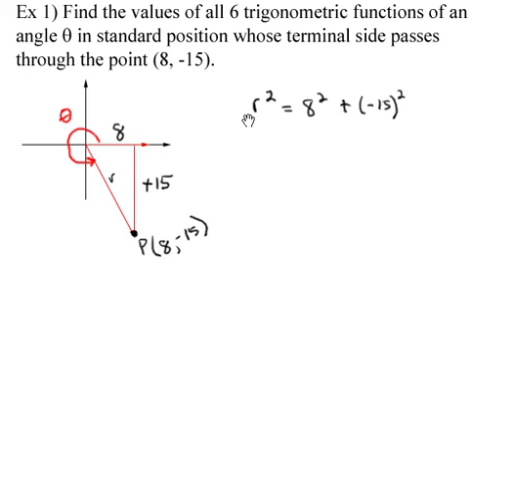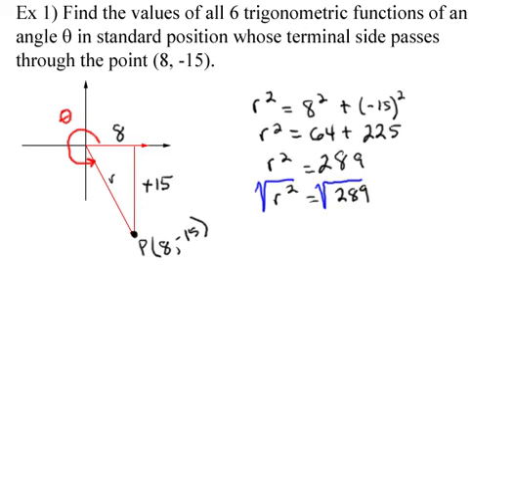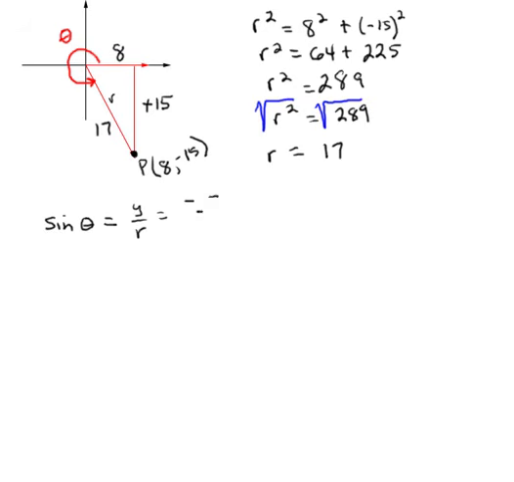Doing the Pythagorean theorem, r squared is 8 squared plus (-15) squared. So 8 squared is 64, (-15) squared is 225. 64 plus 225 is 289. Square rooting both sides, the square root of 289 is 17. So we've got the 3 sides of our triangle now, 8, 15, and 17. With that in mind, we can go through and find the trig ratios.